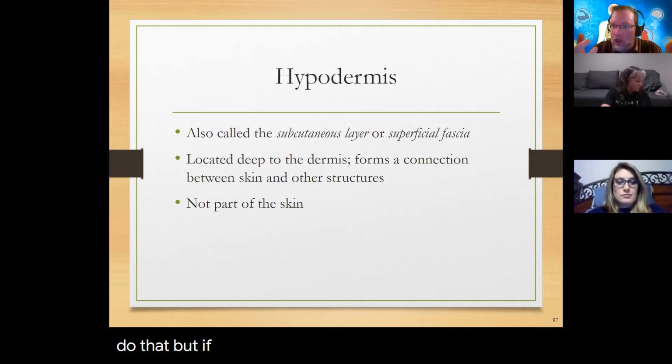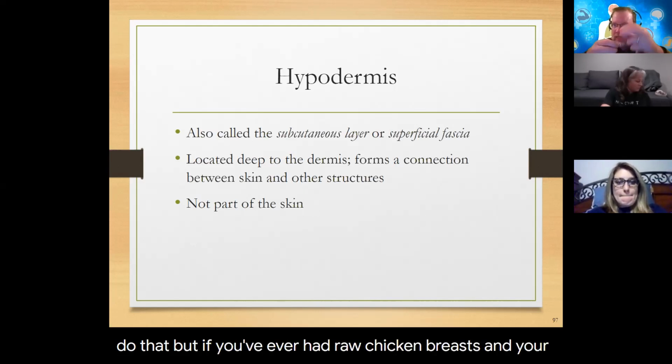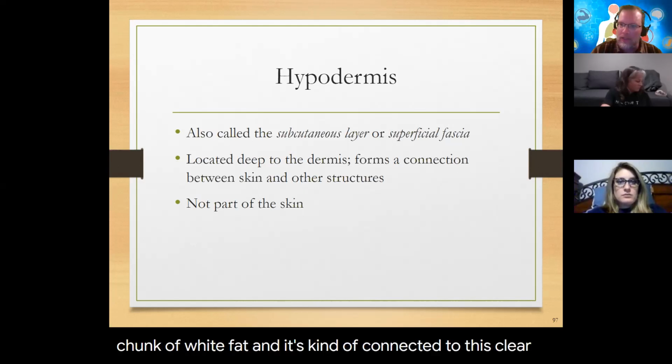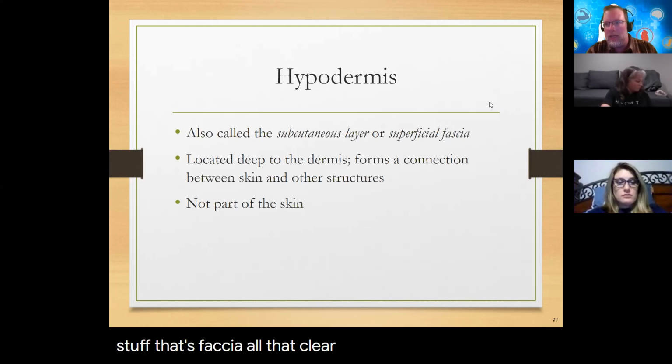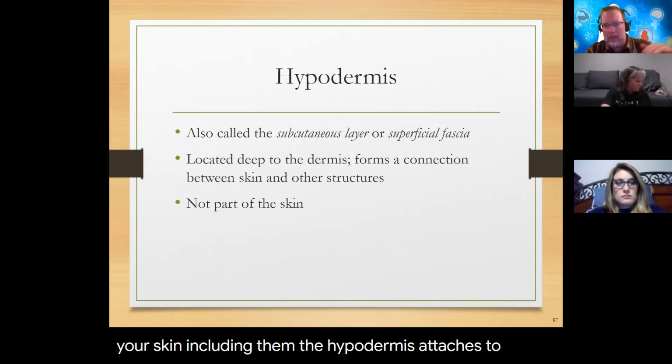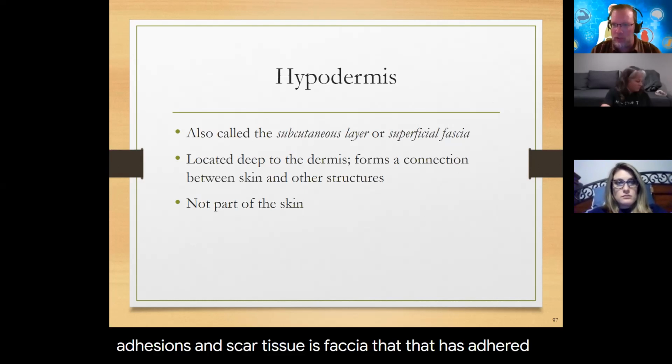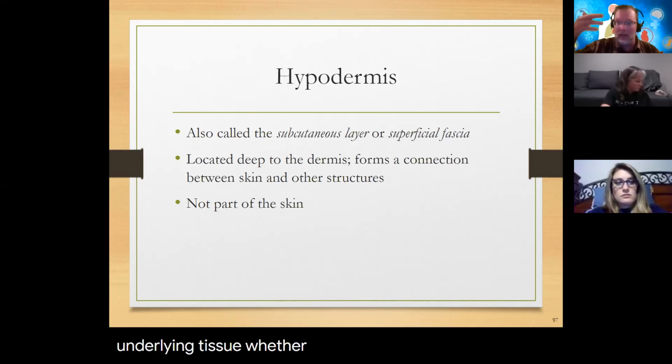But if you've ever had raw chicken breasts and you're taking them out of the package and there's that little chunk of white fat connected to this clear stuff, that's fascia. Fascia is a protective, connective membrane on top of muscle. So basically your skin, including the hypodermis, attaches to muscle via this fascia. Scar tissue, a lot of times adhesions and scar tissue, is fascia that has adhered to underlying tissue, whether it's muscle tissue or overlying tissue of the skin.